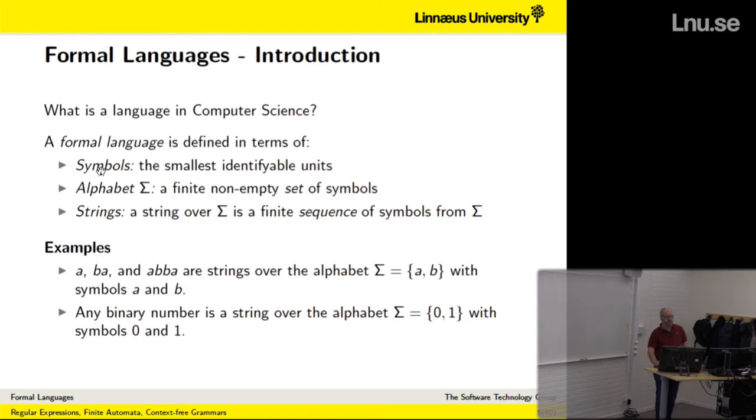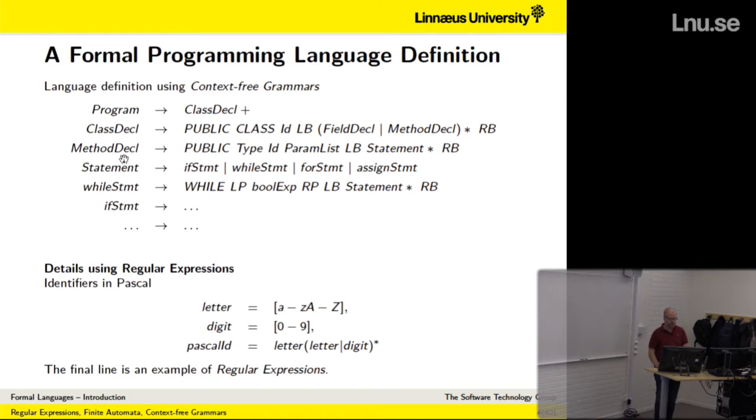what would be the symbols in this one? What are the basic building blocks of a Java program? Well, we have keywords, public class. We have identifiers defined in different ways. We have parentheses and brackets and things like this. These are our symbols. You can form an infinite number of different programs using these symbols. Some of them are correct, others are not.